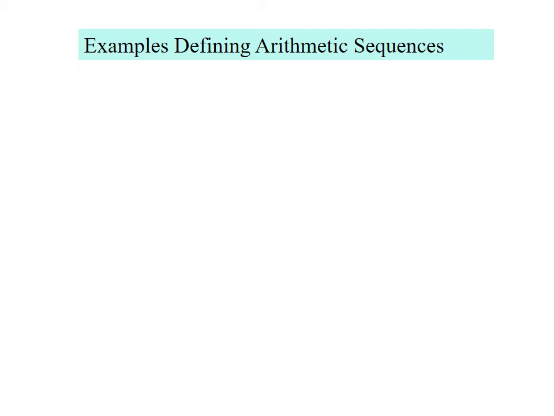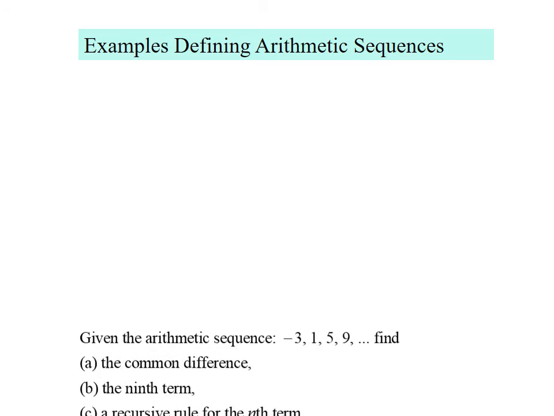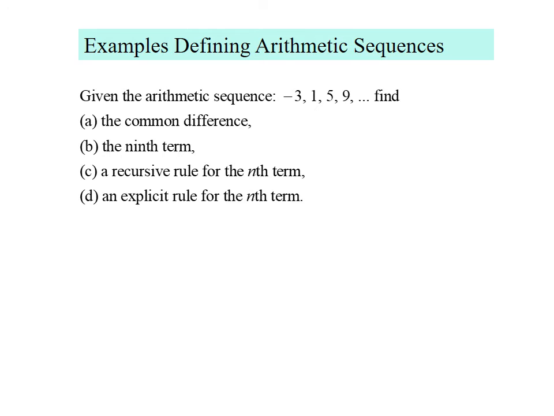Now let's see some examples to help us understand arithmetic sequences. Given the arithmetic sequence -3, 1, 5, 9, and so on, find the common difference, the ninth term, a recursive rule for the nth term, and an explicit rule for the nth term.